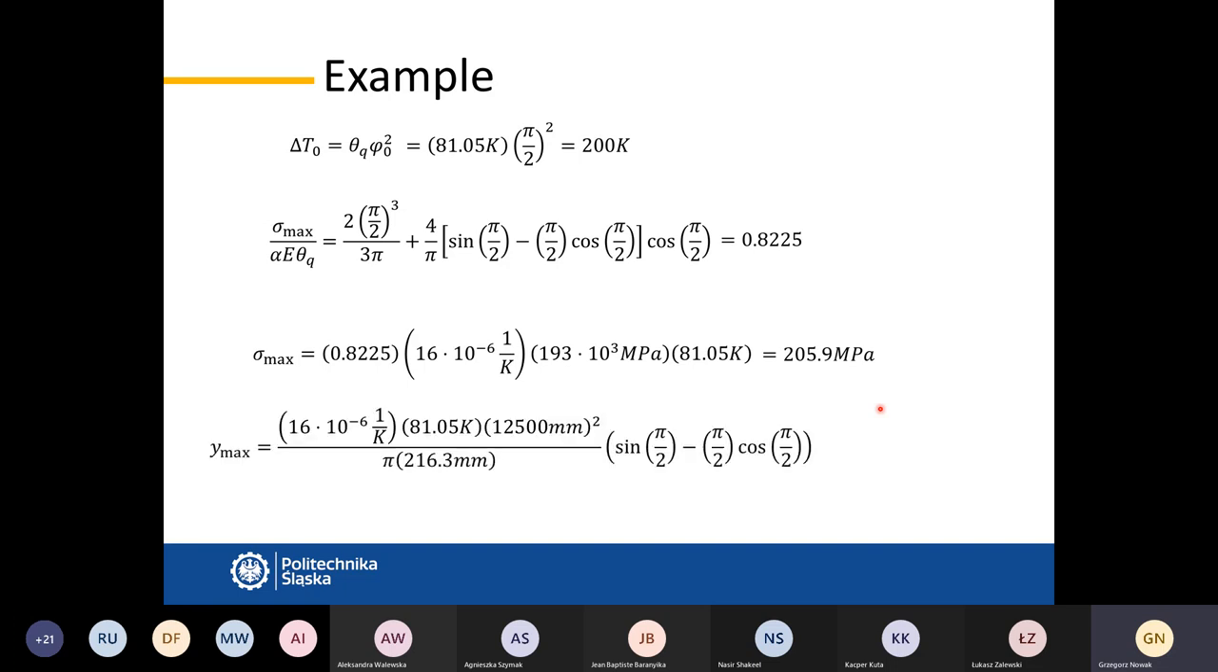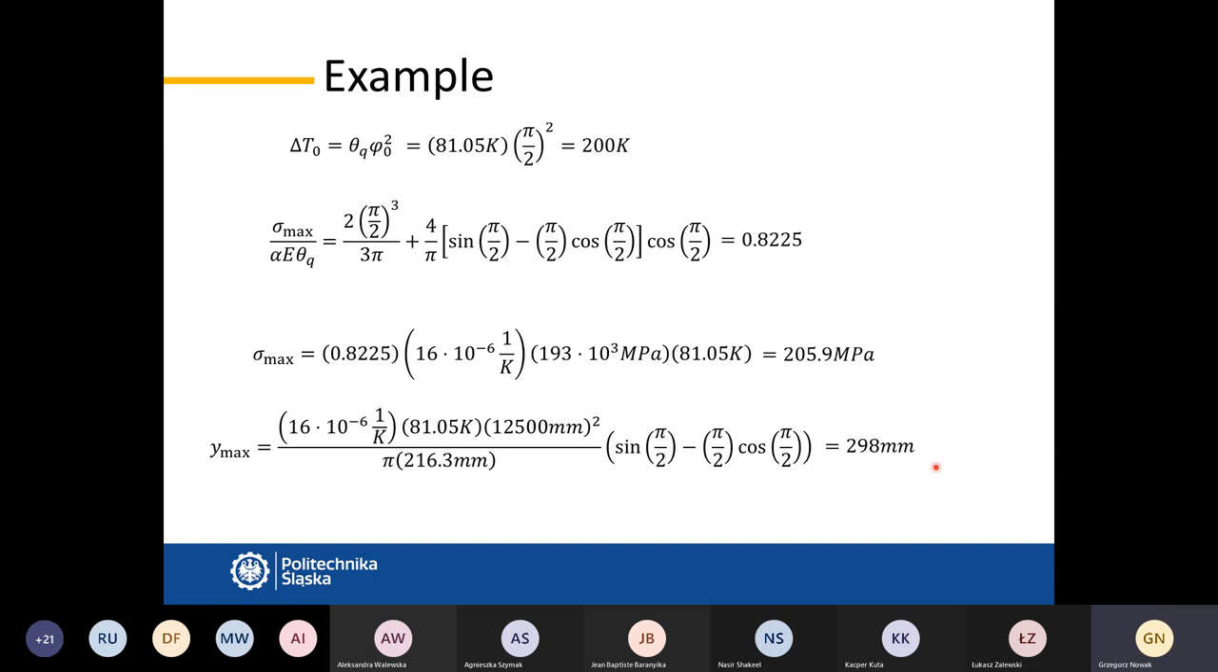We also were to calculate deflection. If it's supported at the ends, we know that the pipe is 12.5 meter long. So this is the length. Everything was changed into millimeters. So we have alpha here. We have the theta. We have length squared divided by pi times the mean diameter, and sine phi zero minus phi zero cosine phi zero, and it gives us almost 300 millimeters.